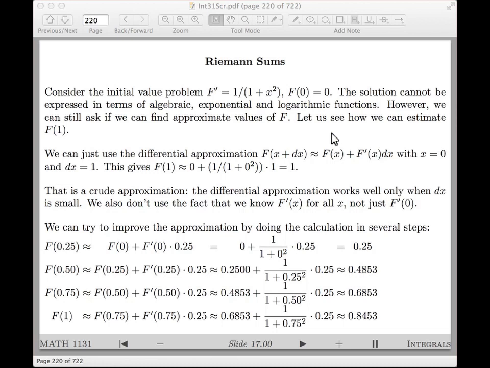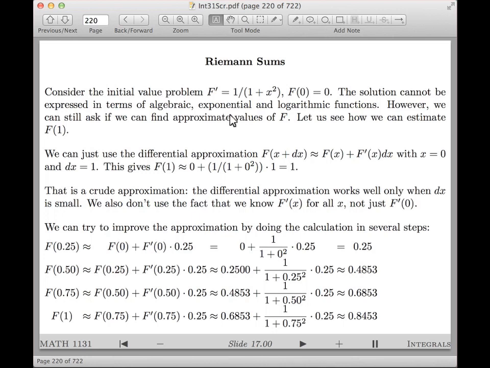So let's take the initial value problem, f prime equals 1 over 1 plus x squared, f of 0 equals 0. We don't know how to calculate values of the original function f, but we can use differential approximation to find approximate values. The idea is that I have this differential approximation. So if I know f prime of x, if dx is small, I can approximate the value of f at x plus dx. Of course, this works well only when dx is small. So for the moment, let's ignore that.